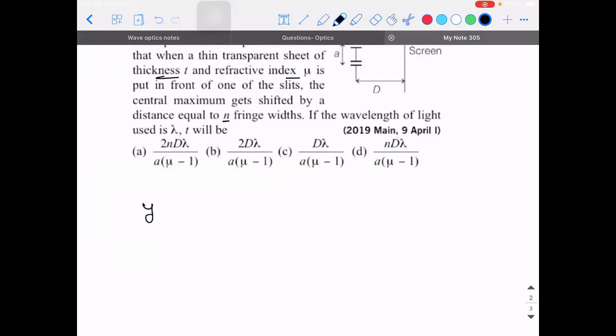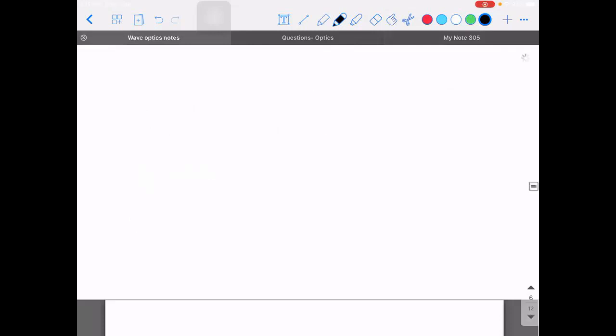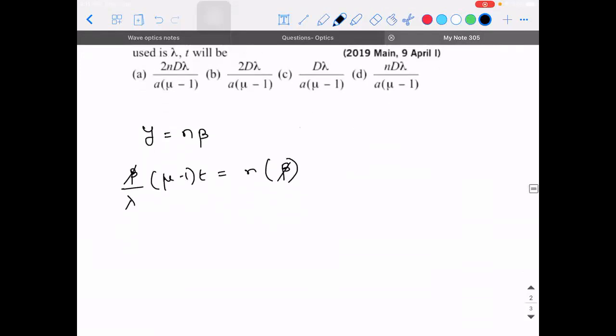So what did they say? The shift y is equal to n times beta. So what is y? Beta divided by lambda into mu minus 1 into T is equal to n times beta. Beta will get cancelled. T is n times lambda divided by mu minus 1.